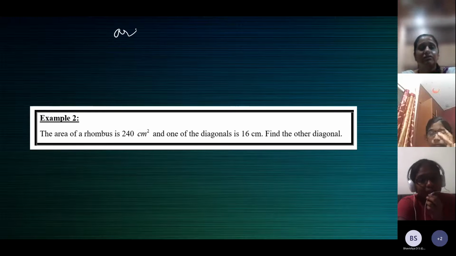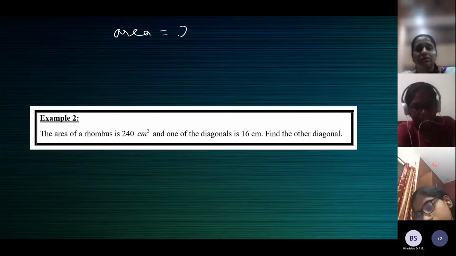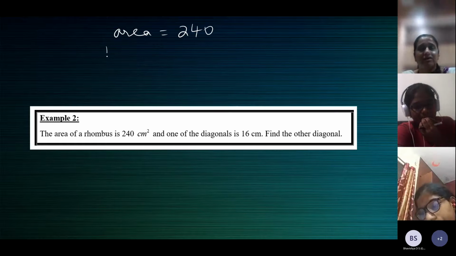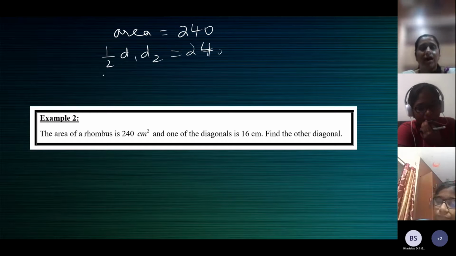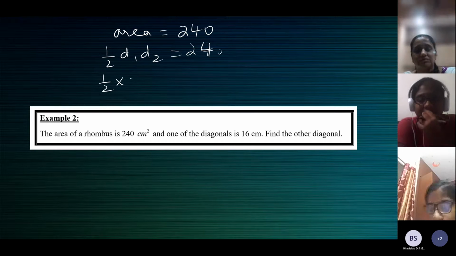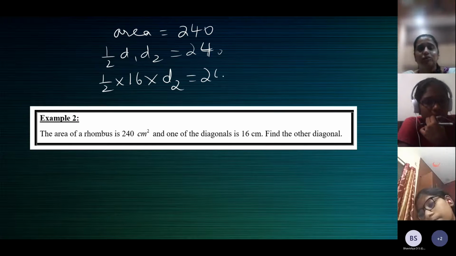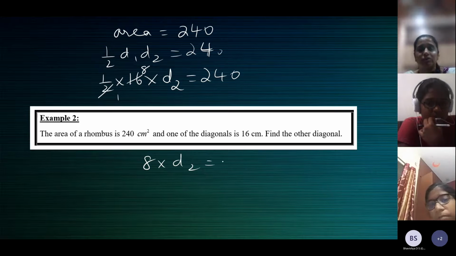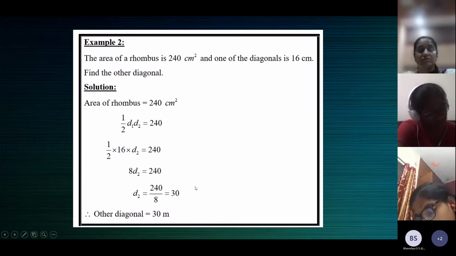So what is the area given? 16 into D2. Correct. What is the area of the rhombus given? 240. Area is equal to 240. That means half D1 D2 is equal to 240. Now half into what's the length of one diagonal? 16. 16 into D2, the length of the other diagonal. So half into 16 into D2 is equal to 240. Now simplify. 2 ones are 2, 2 eights are 16. So 8 into D2 is equal to 240. D2 is equal to 240 divided by 8, which is 30. So the length of the other diagonal is 30 centimeters.